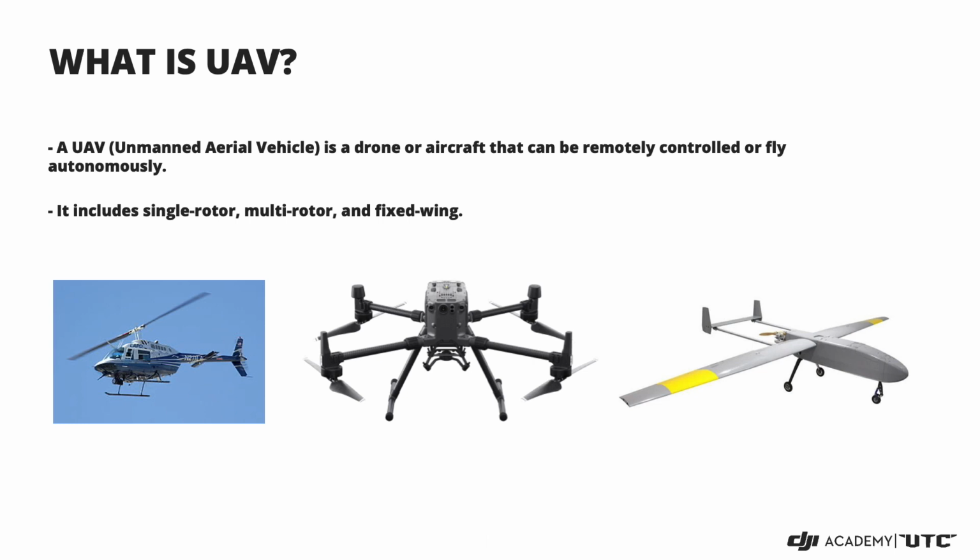There are several types of UAV. Single rotor, such as a helicopter. Multi-rotor, which is the most common for consumers. And there is fixed wing type. Generally speaking, single rotor and fixed wing are difficult to operate and their size is big. On the other hand, their battery can last longer.